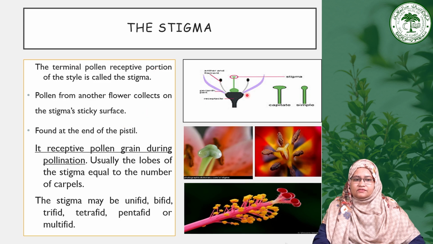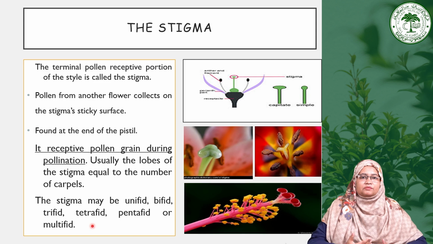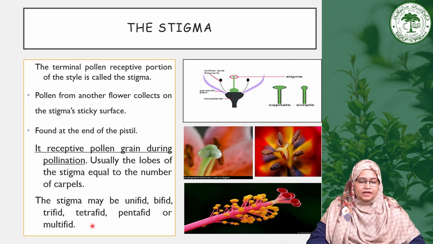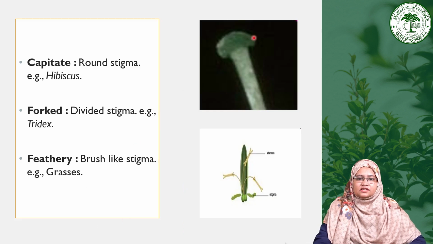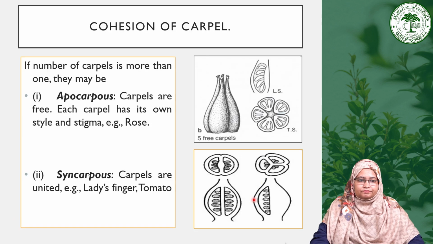It is a sticky surface, and stigma may be bifid, as you can see here, trifid, maybe pentafid or multifid, depending upon how many divisions of the stigma take place. And if we see the structure of a stigma, it may be capitate, as we can see here, or forked, as in case of Tridax, or feathery, as in case of grasses. They have a feathery surface.